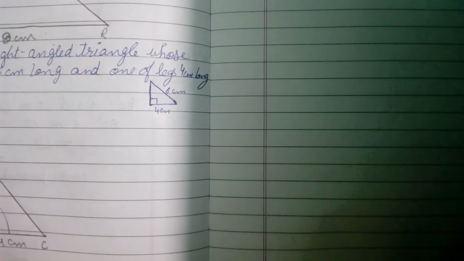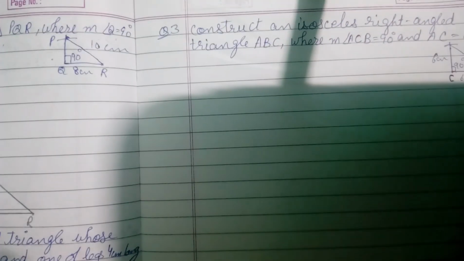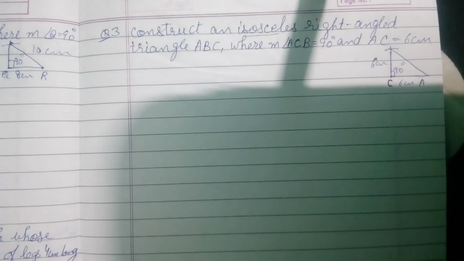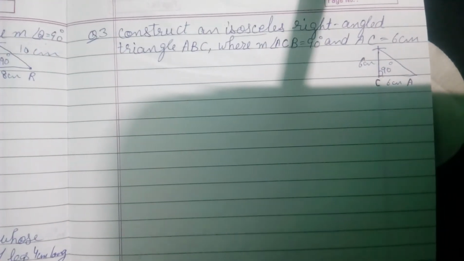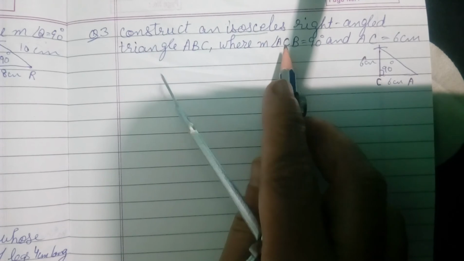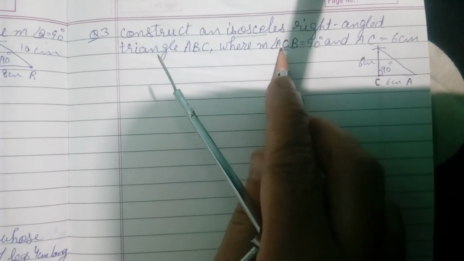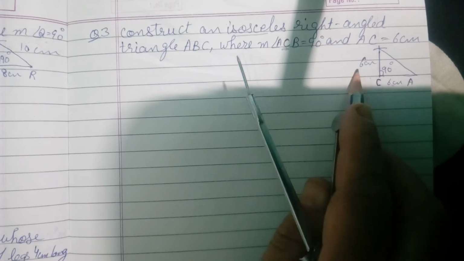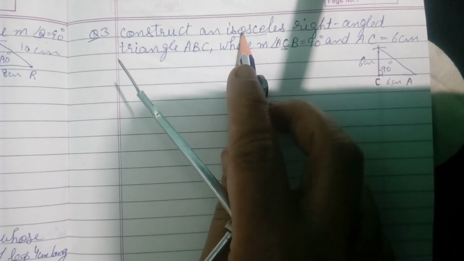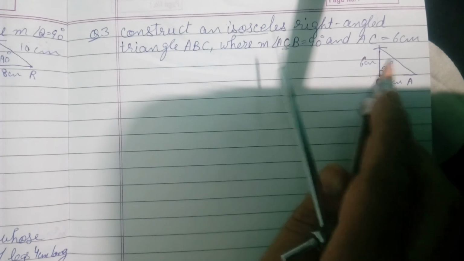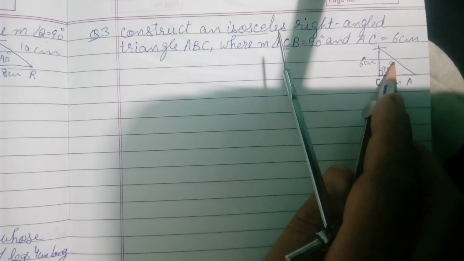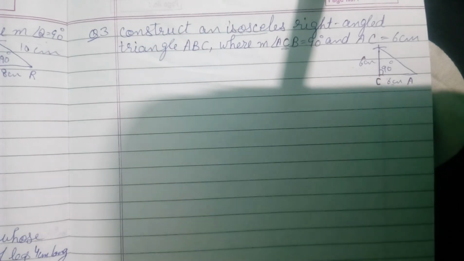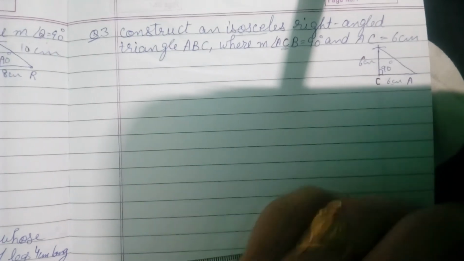Coming to question number 3, construct an isosceles triangle. Isosceles means where two sides are equal. Now triangle ACB, so the center point is C, so at C we have to draw an angle of 90 degree. One leg is 6, so the other will also be 6 because it is isosceles. Naturally, children, hypotenuse is the longest side, the biggest side, so these two legs will be equal. So we start our construction.